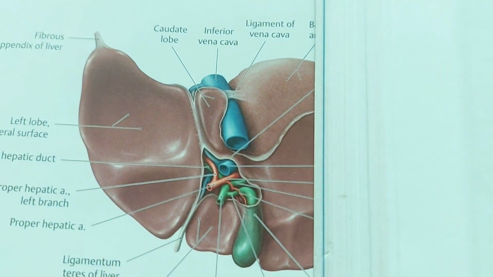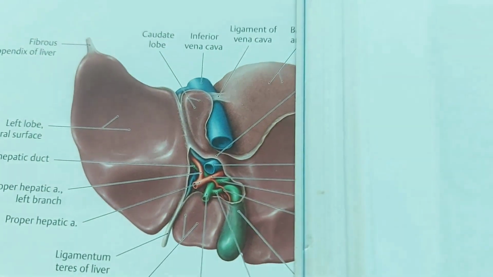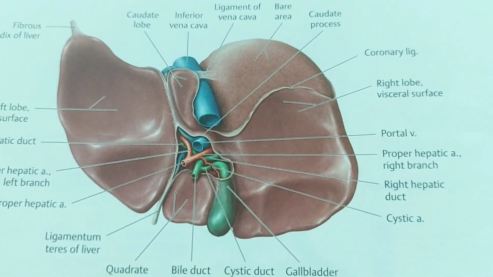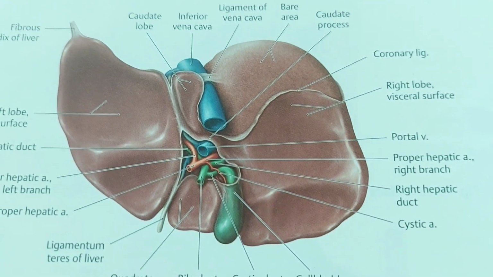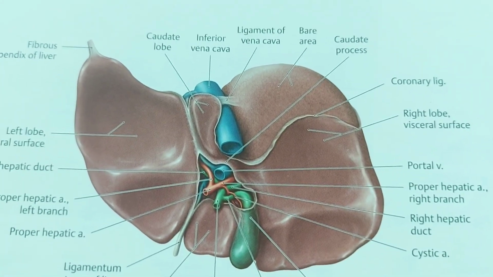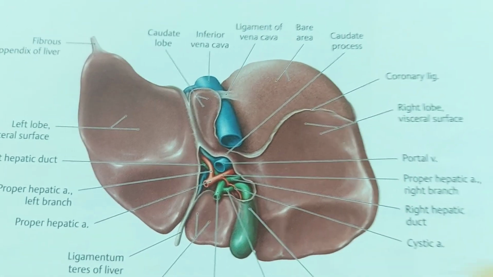So these are the ligaments of the liver. I think you have a clear insight about these ligaments. And the other parts of the liver, we have mentioned all the things.